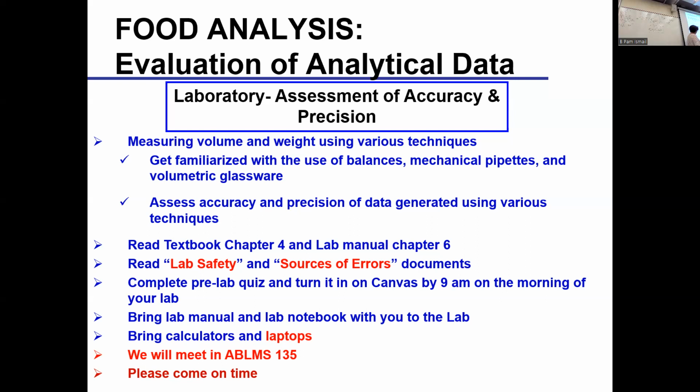We'll go over lab safety and sources of errors. You will find them in week 2 under lab material. The pre-lab quiz is already posted as an assignment, I believe. Yes, Brittany? Yeah, it's up for you. And you turn it in by 9 a.m. on the day of your lab. Remember, there are few of you that shifted to Monday. Make sure you remember that you're in Monday lab versus Wednesday lab.